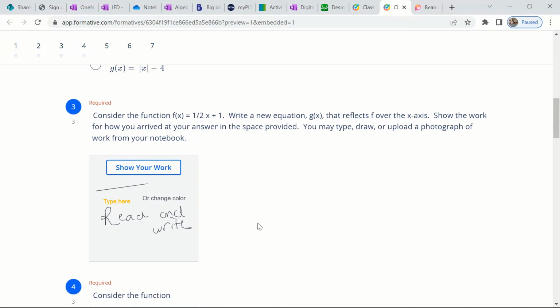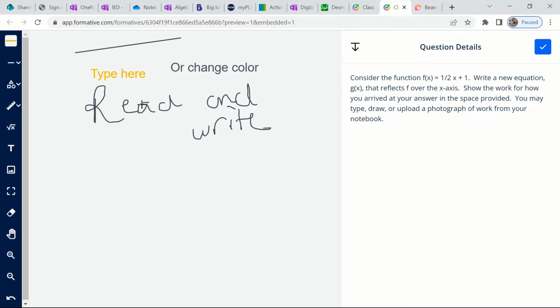The next one is consider the function f of x equals 1/2 x plus 1. And it says write a new equation that reflects f over the x-axis. Show the work for how you arrived at your answer in the space provided. You may type, draw, or upload a photograph from your notebook. So I obviously had played around with this in one of the classes, but I'll write it out. I think, actually, I might type it.